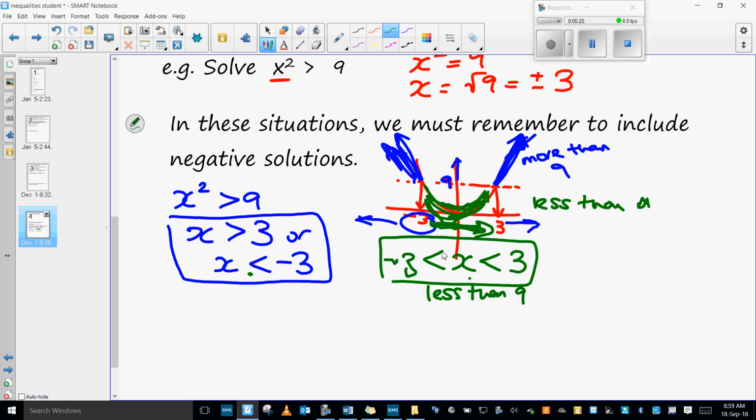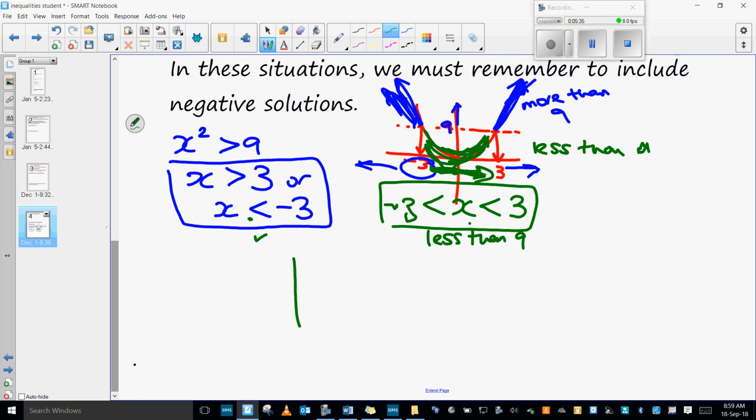Now, I cannot say that if you have greater than, it's always going to look like this. The reason being is, if your quadratic is upside down, then it's not always going to be greater than. It's not always going to have two portions. It would be one of these situations here.